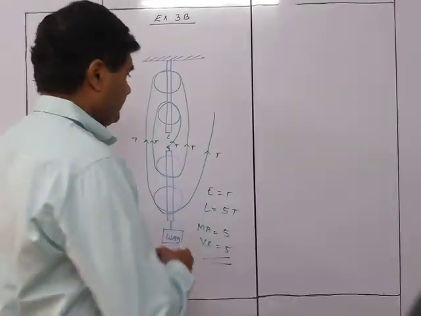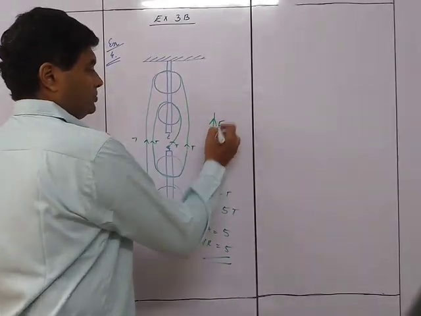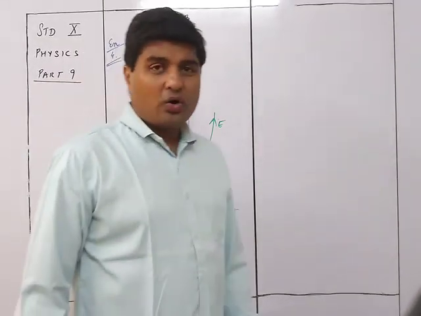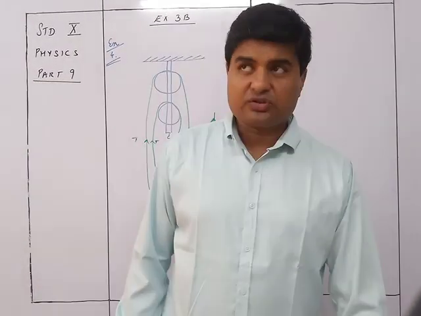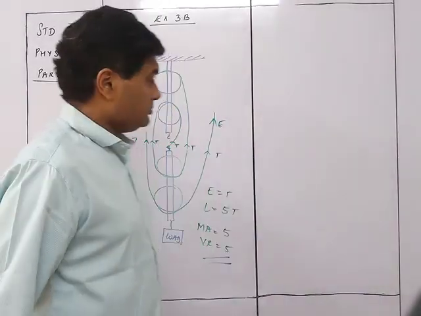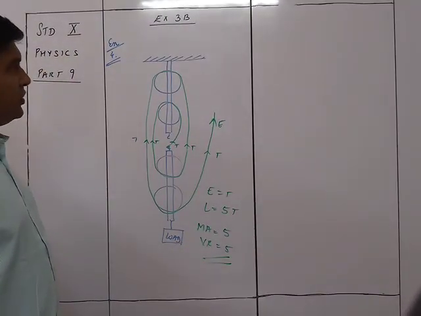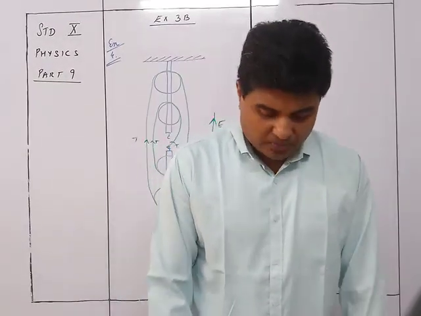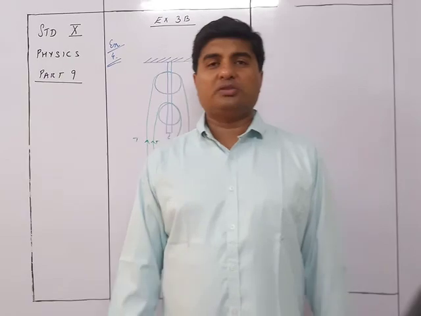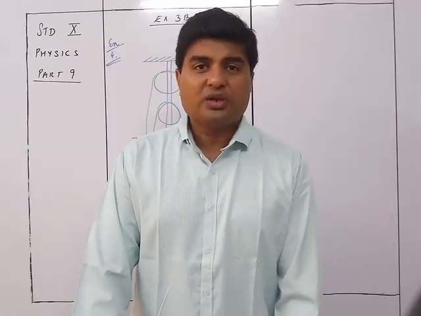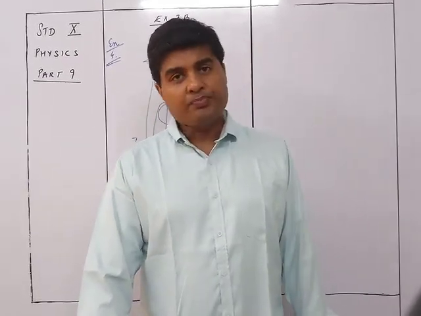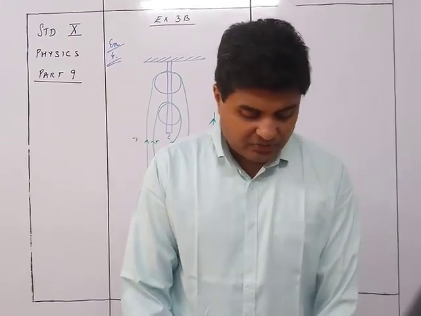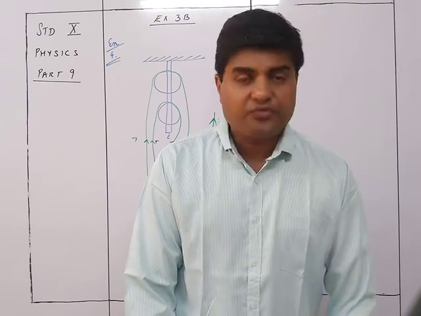Of course I will put the effort also upwards. So 5 strings are supporting the load. Accordingly the MA and the VR are 5. So this was about example 4 also, and this also comes to an end of our chapter machines. Machines has only 2 parts: one related to the lever, and the other the pulley. So these were the 2 things present in machines. That gives you the end of the 3rd chapter of physics, that is machines.